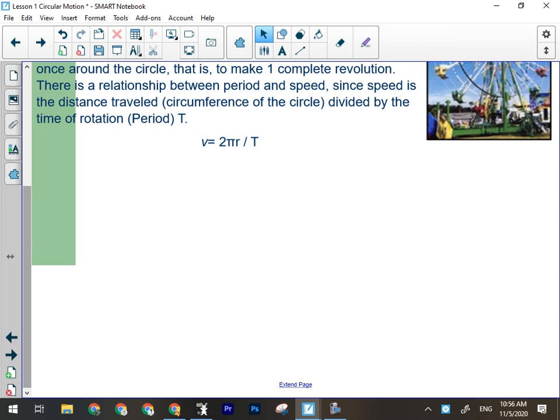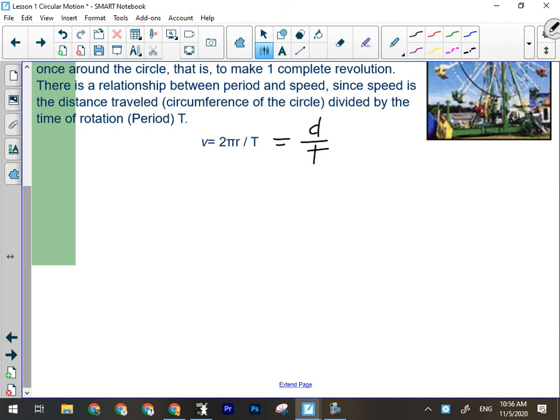So really, this is just that. Would you agree? The circumference of the circle is the distance the object travels. The period is the time it takes for it to go around one time. This is just v equals d over t applied to a circle. Right? So it's not a terribly new formula.